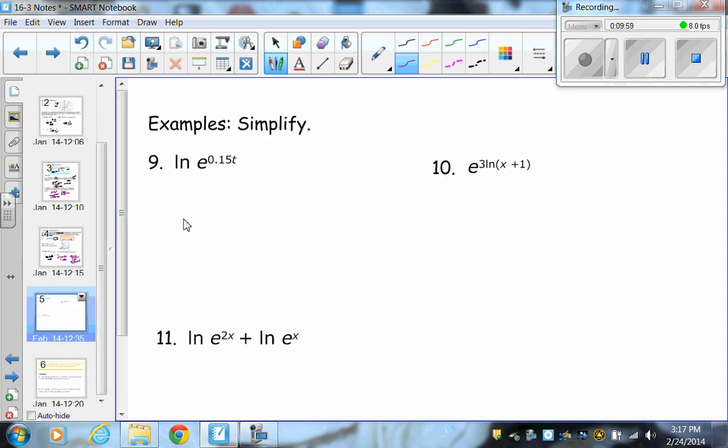Okay, let's simplify some of these expressions. We have the ln of e raised to the 0.15t. We know that the ln of e is the same thing as the log base e of e, because that's what the ln is. This goes back to our properties of logarithms: if the base here and the base here are the same thing, then that's just going to equal 0.15t.